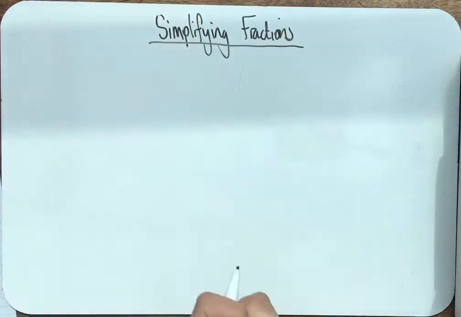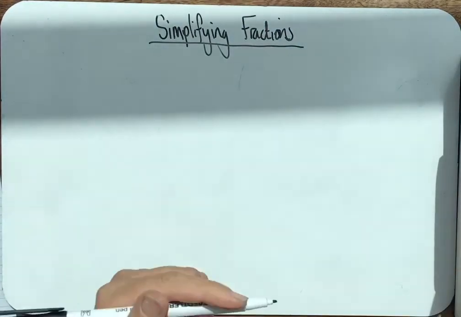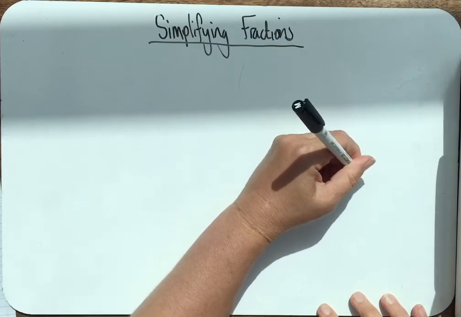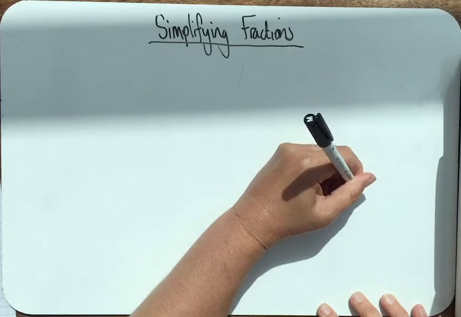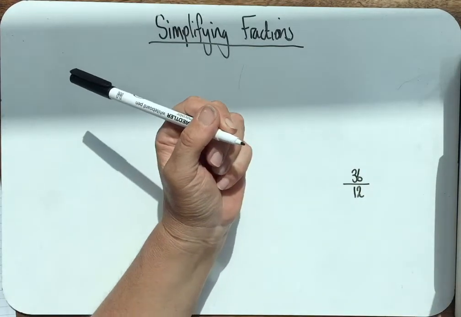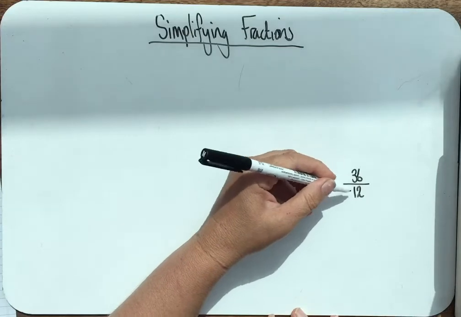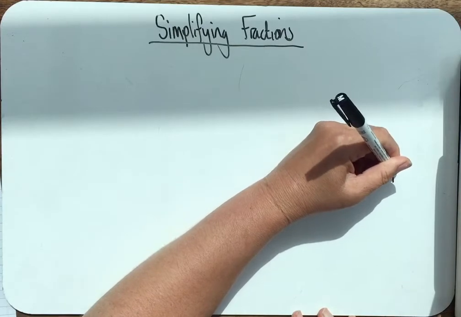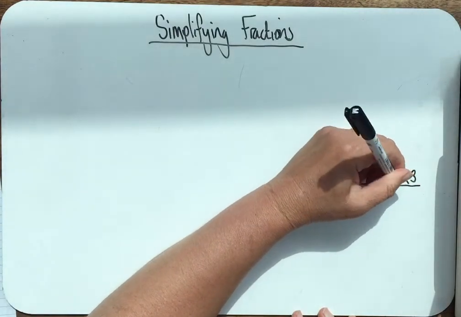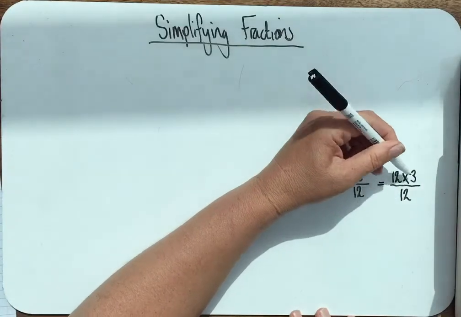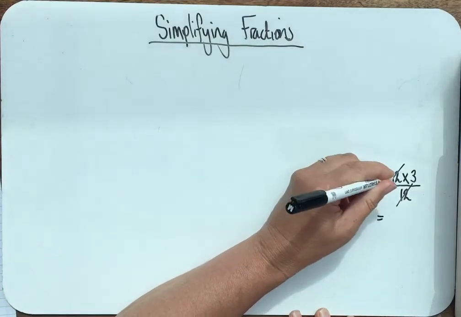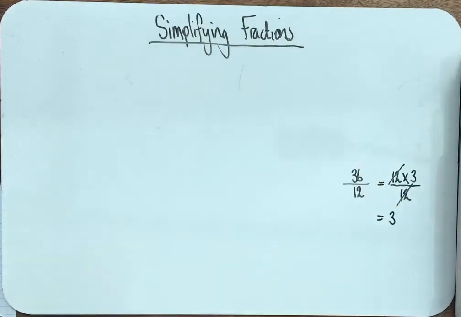If you think about how you simplify a fraction down, so if you have 36 over 12, then you can divide top and bottom by 12 and you get 3. 36 is 12 times 3. So what you're kind of doing is factorising this, but you're not really thinking about it. And then you can cross off your common factors. So 12 over 12 is 1, and we're left with 3.